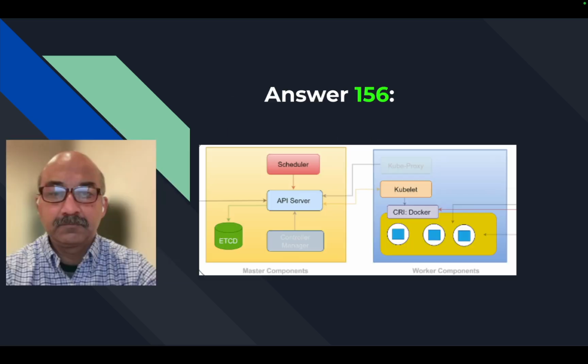First of all, to answer the question, you have to know what the components are. There are two types of nodes: the master nodes and the worker nodes. On the master node run the scheduler, the API server, etcd, and the controller manager, and on the worker nodes run kubelet and some kind of Docker engine, some kind of container engine.